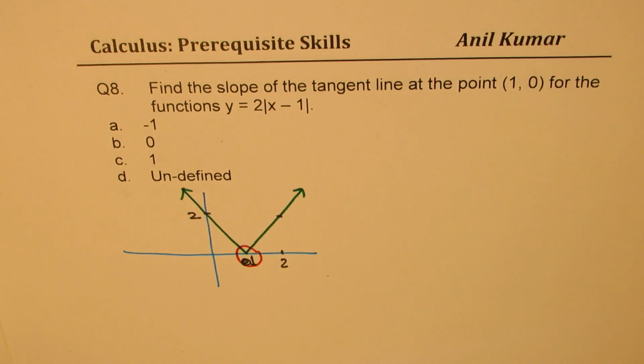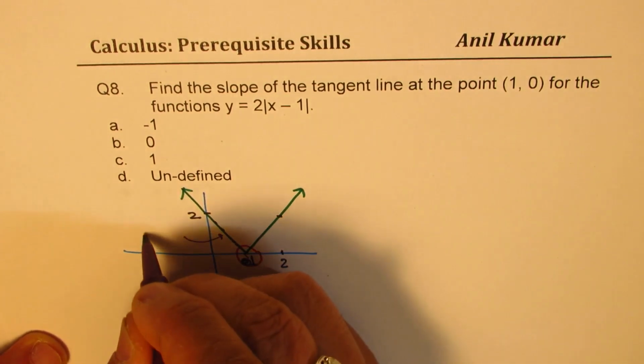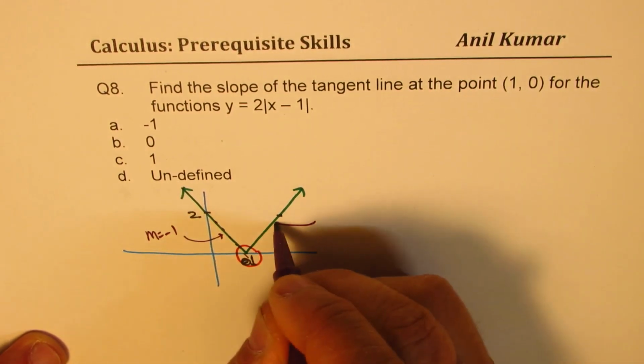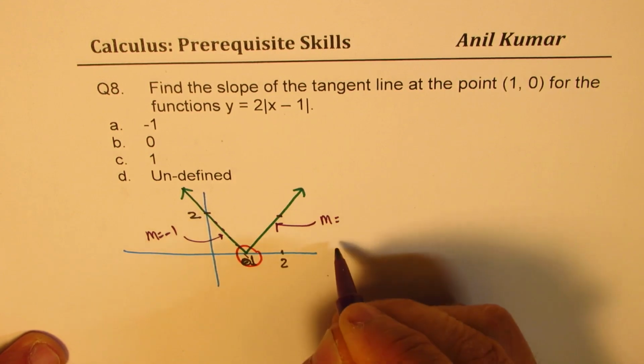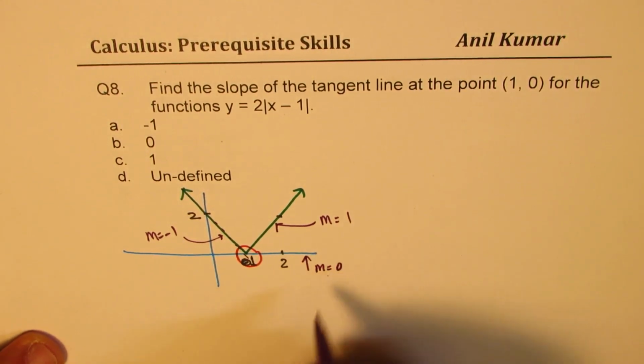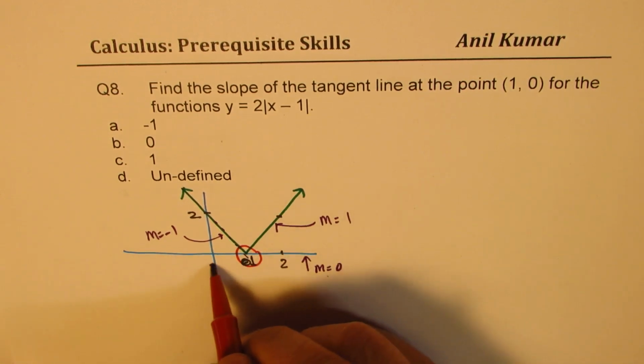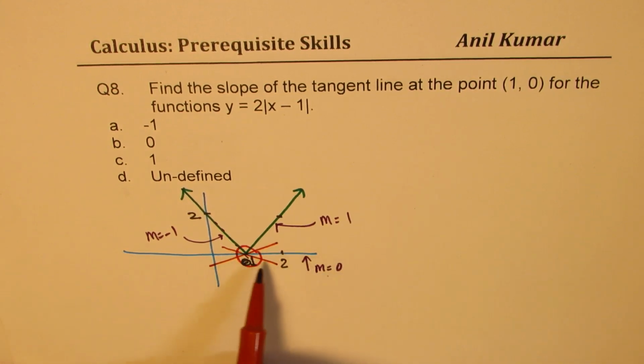Now if you look at it from the left side, then it seems to be -1, right? So this side will give you a slope of -1. This side gives you a slope of +1. And the x-axis, which is m equals 0, can also give you a slope. Actually speaking, for an absolute function, any line here could be tangent at this point, right? So even a line which could be drawn like this is tangent to this absolute function.